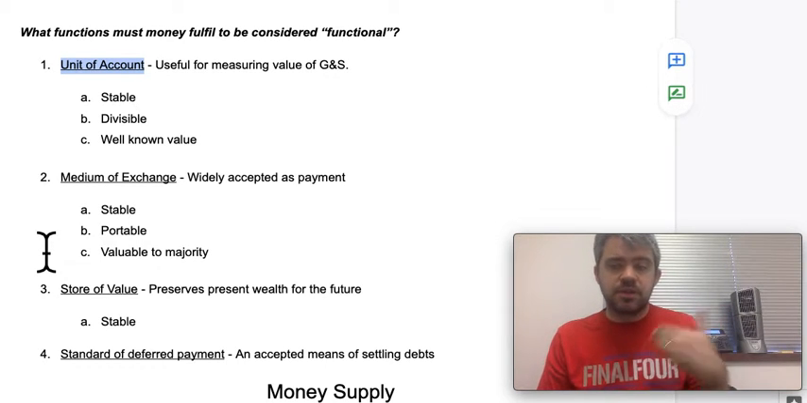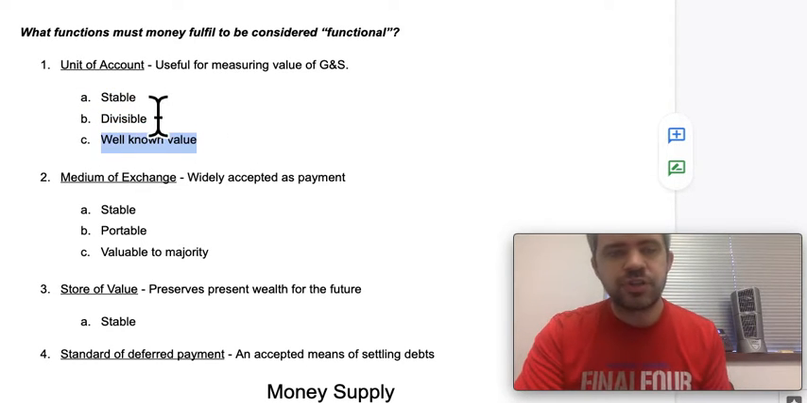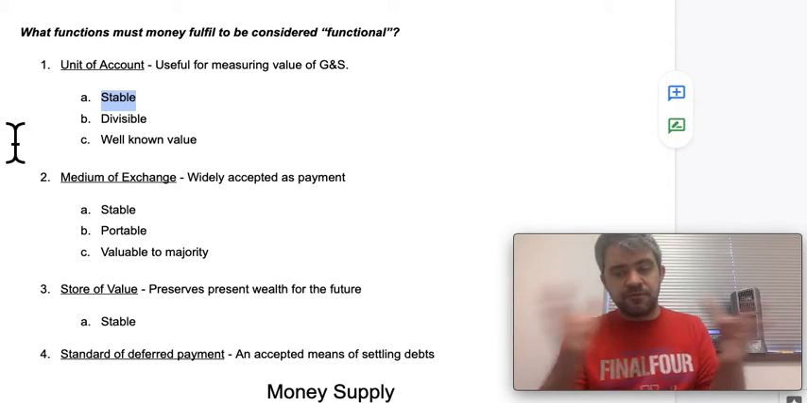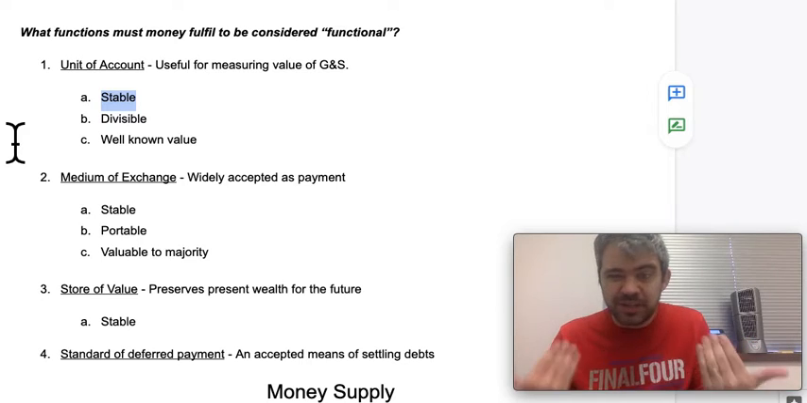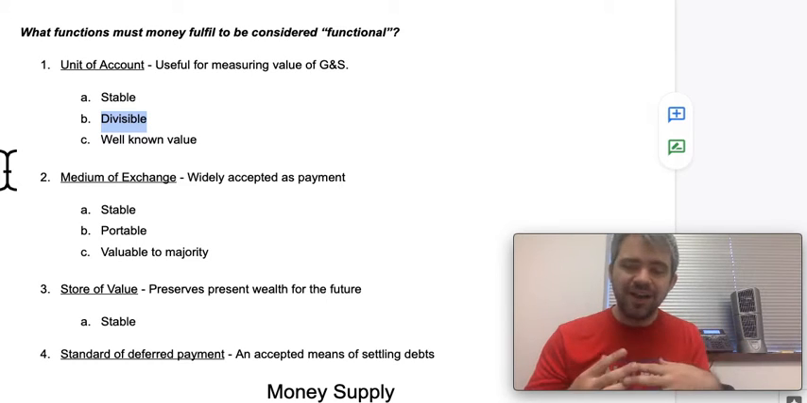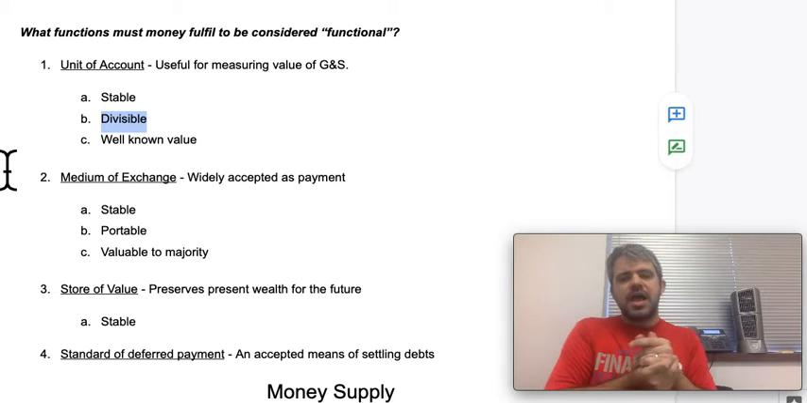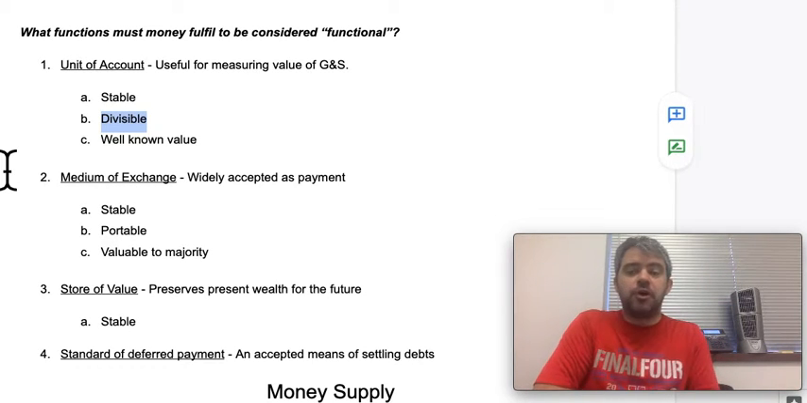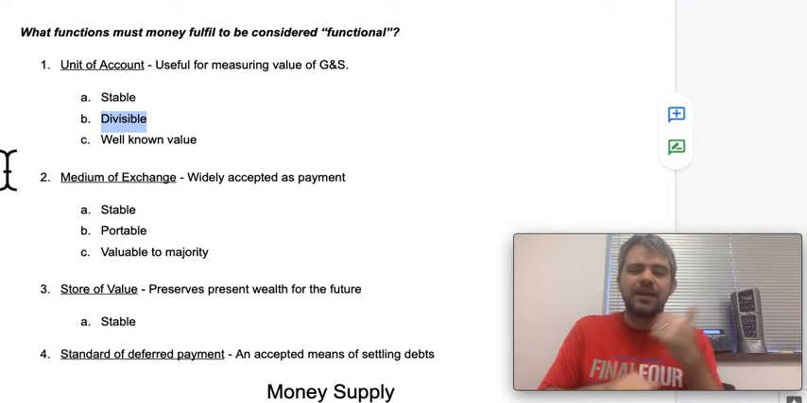Now, in order for something to be considered a unit of account, it needs to be stable, divisible, and have a well-known value. So it needs to be stable because if its value is constantly changing, then I can't use it to know how much something is worth because it literally changes every day. It also needs to be divisible because you need to be able to measure the value of something large and something small. That's why something like grain was really good as money, because you could have a whole bunch of grain, but also you could even have just a few flecks of grain. It divides really, really well.